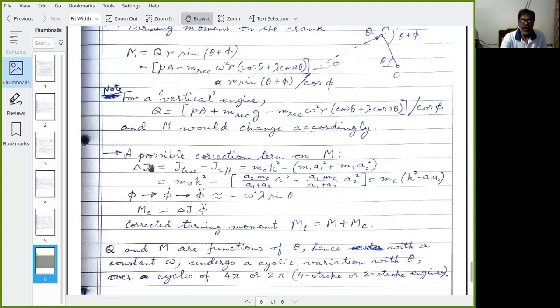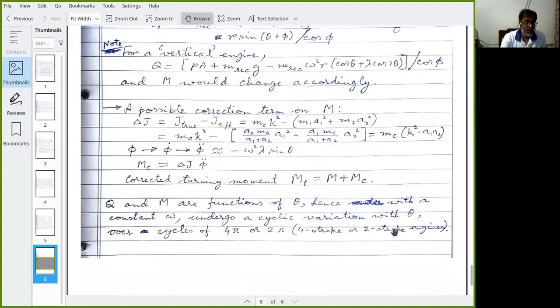So this delta J times this phi double dot will give you the correction in the moment. Whatever moment expression we found earlier, if you add this correction, you get a better estimate of the turning moment that is developed at the junction. And this is what is of our use. With this, we will proceed further.